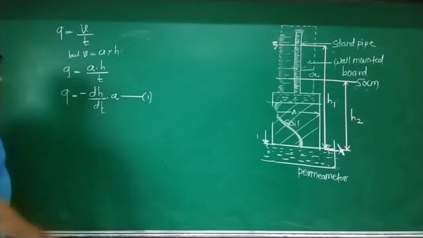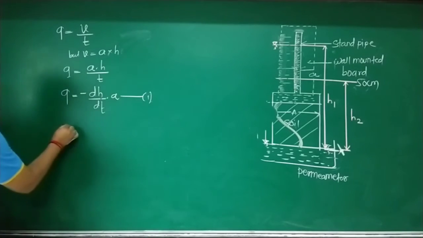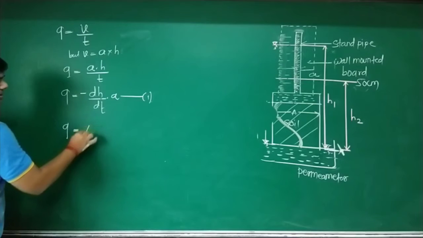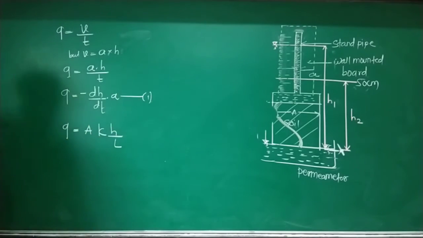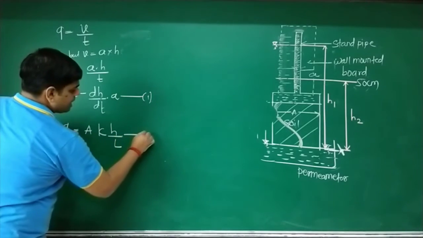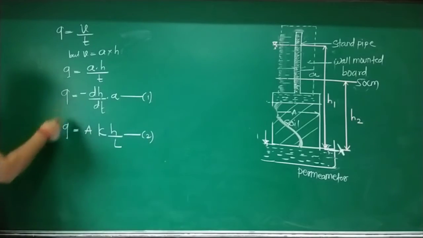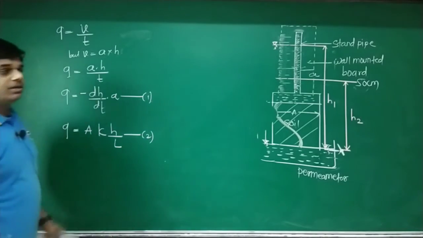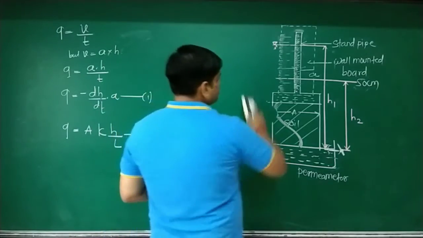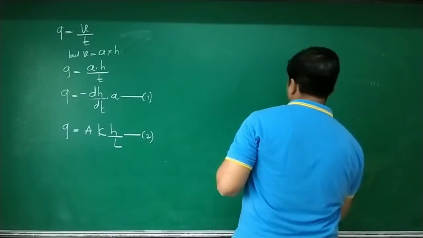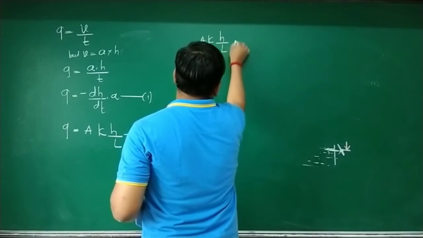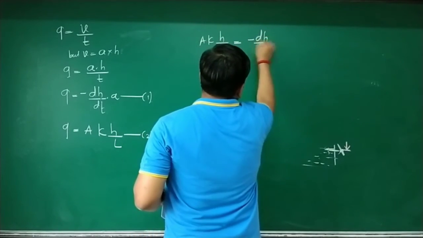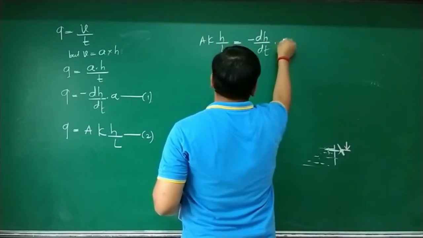We learned in a constant head method, discharge is expressed as A K H by L. A K H by L, by using the concept of the constant head method, that I will mark as expression number 2. If discharge in both expressions is constant, equating equation 1 and 2, I will write A K H by L equals minus dH by dt into A.